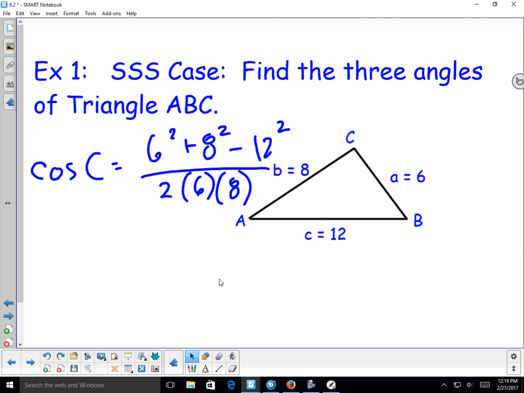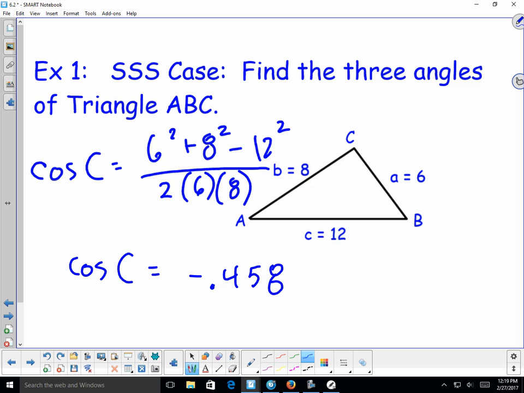There it is. So we just found out that cosine of angle C is equal to negative 0.458. Is that right? Okay, so we need to find angle C. How are we going to do that, Alex? Arc cosine. So C is equal to the arc cosine of negative 0.458. What does your calculator tell you about that? 117.258.